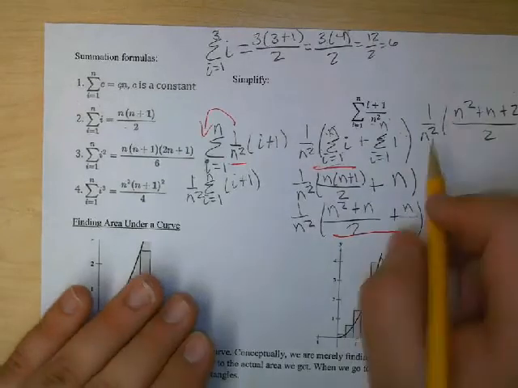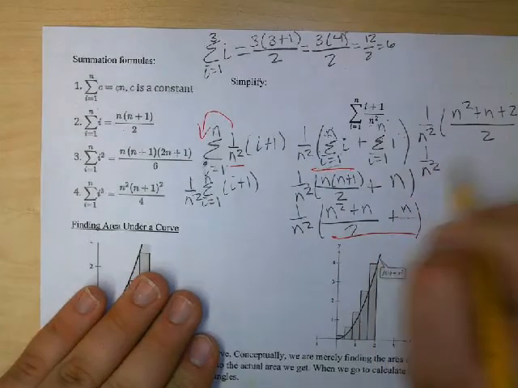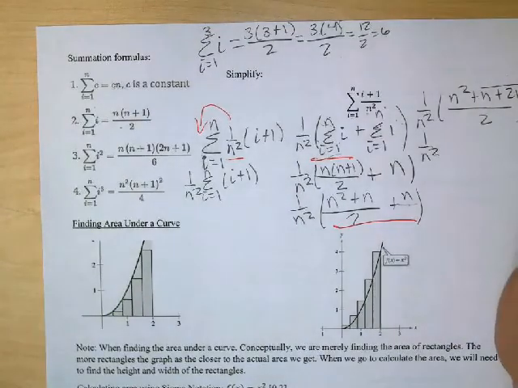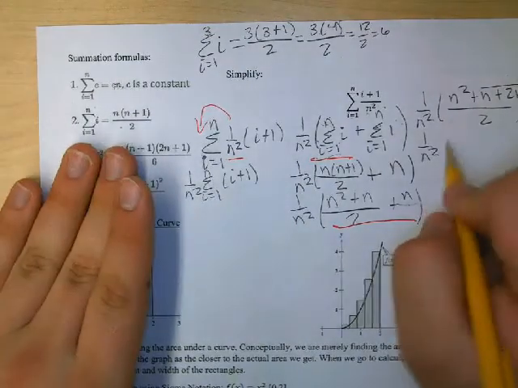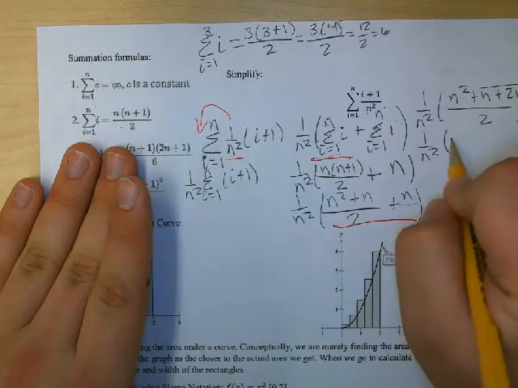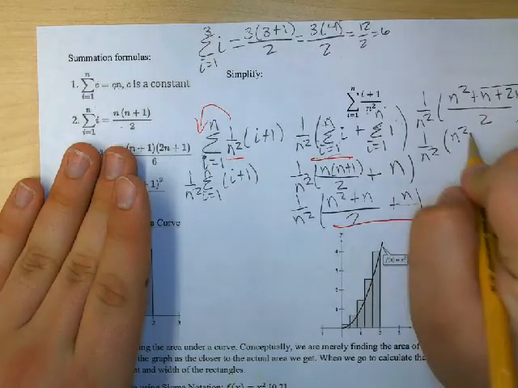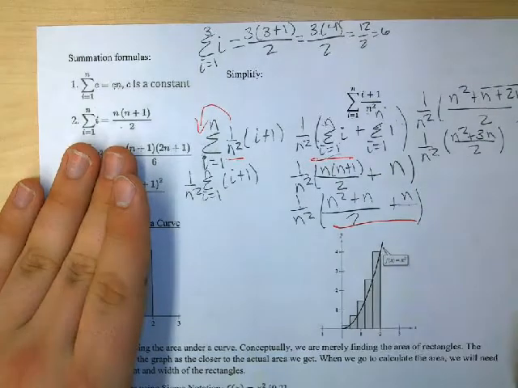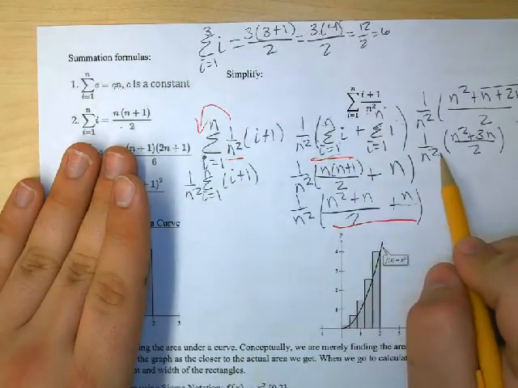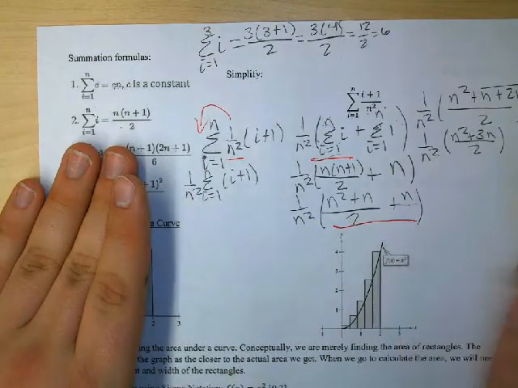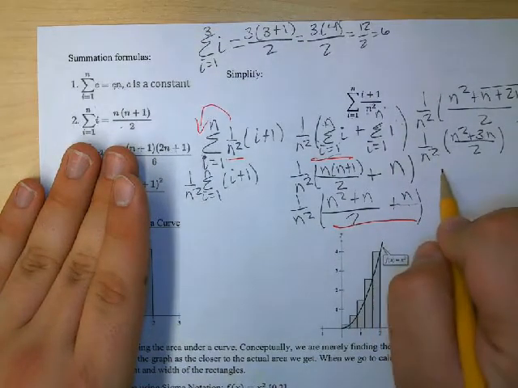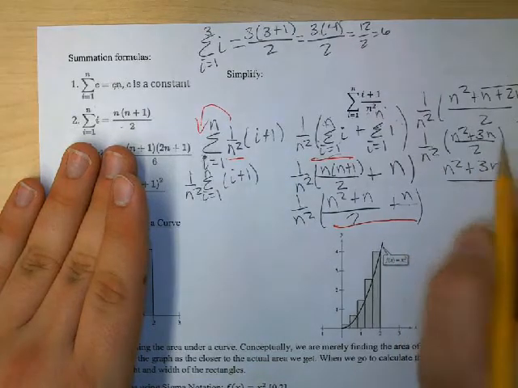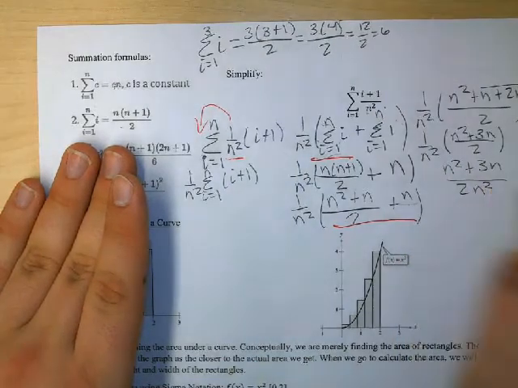Now I can reduce 1 over n squared, combining like terms. These two will combine together. So I have n squared times n squared plus 3n over 2. Okay, now I'm just going to multiply through because I'm ready to do that. So that's the same thing as n squared plus 3n over 2n squared.